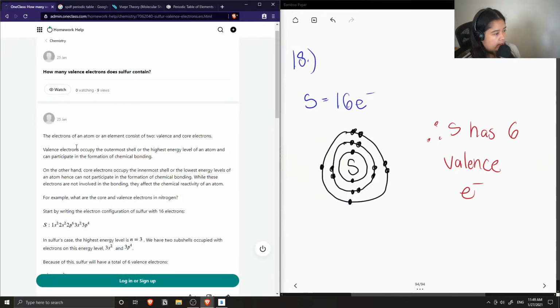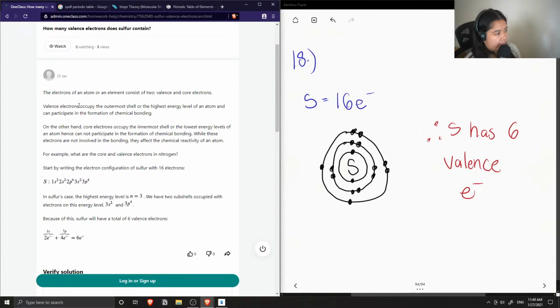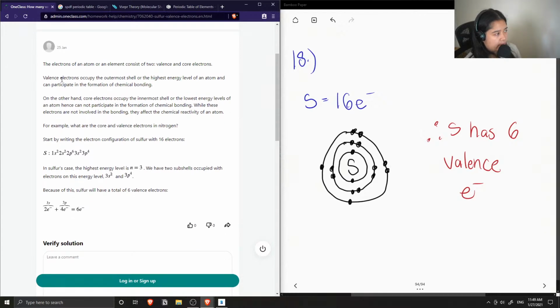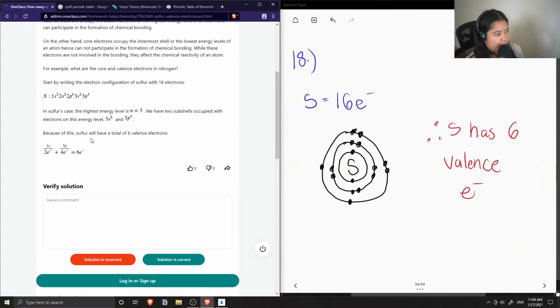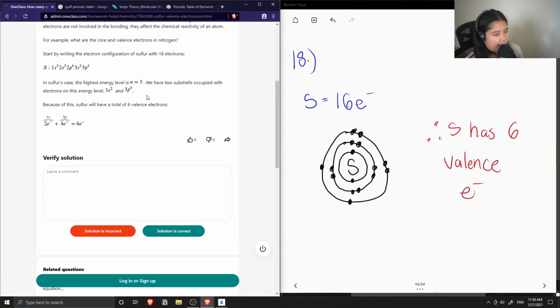And the junior tutor said, electrons of an atom or element consist of 2 types, valence and core. So the valence occupies the highest energy level, or the outermost shell. So they drew out the electron configuration of sulfur. So this is another method of trying to figure out valence electrons. The highest energy level is n equals 3. And we have 2 subshells occupied with electrons on this energy level, 3s2 and 3p4. So they added up those subscripts and got 6 valence electrons. That's a different method as well, and it is also correct.